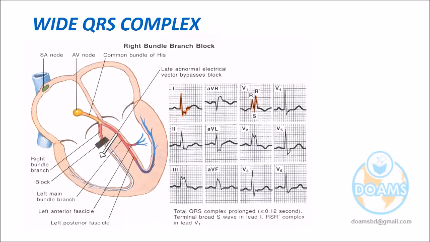Otherwise you will be confused about which is Q, because this is R prime, meaning secondary R. By definition, initial R followed by a deep deflection is S. So this pattern is called the RSR pattern and looks like an M. It is called the M pattern. Dr. Ibrahim, what is the duration of QRS? Is it more than 3 small squares or not?